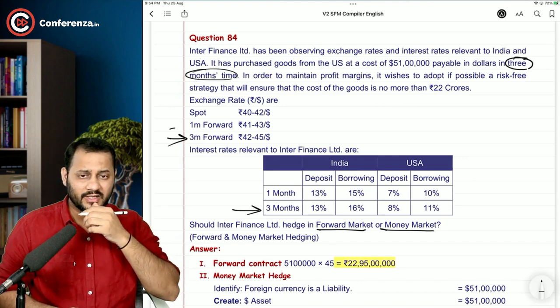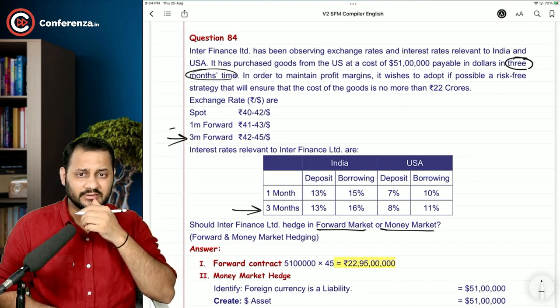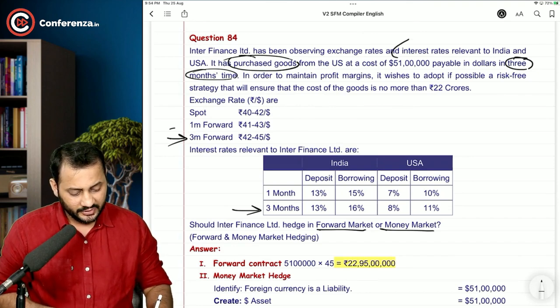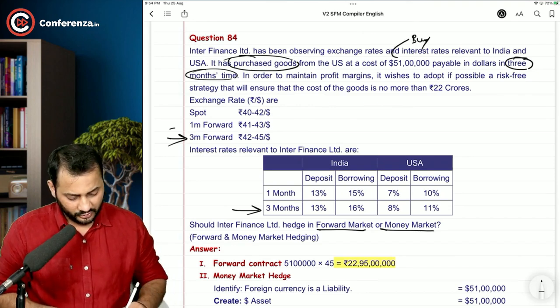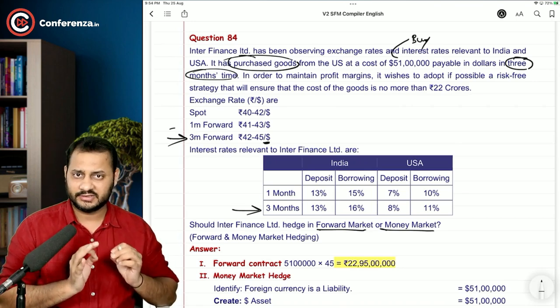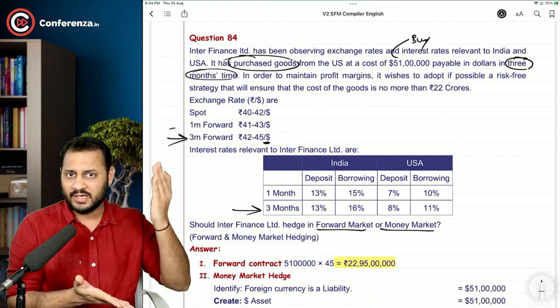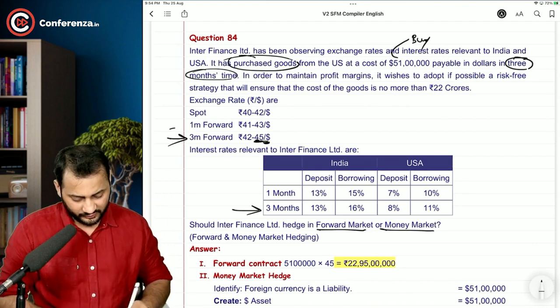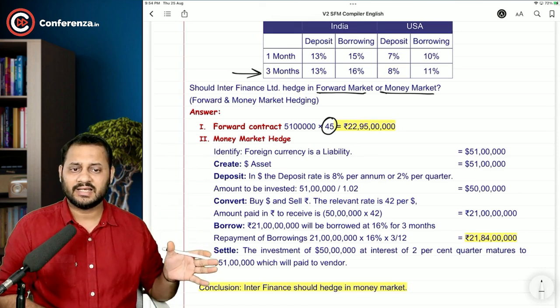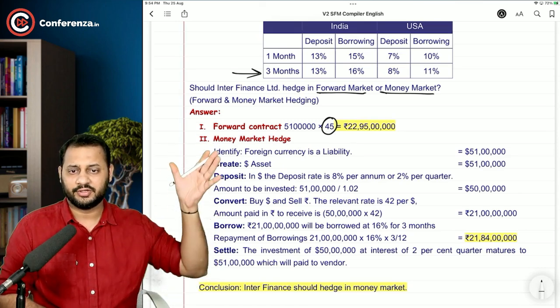You are receivable or payable. Let me just check. You have purchased the goods. That means this is a liability. You want to buy dollar. Dollar is the base currency. Straight and simple quotations are given. You want to buy dollar, bank will sell dollar, ask rate of 45 will be applicable in the forward market. Simple.